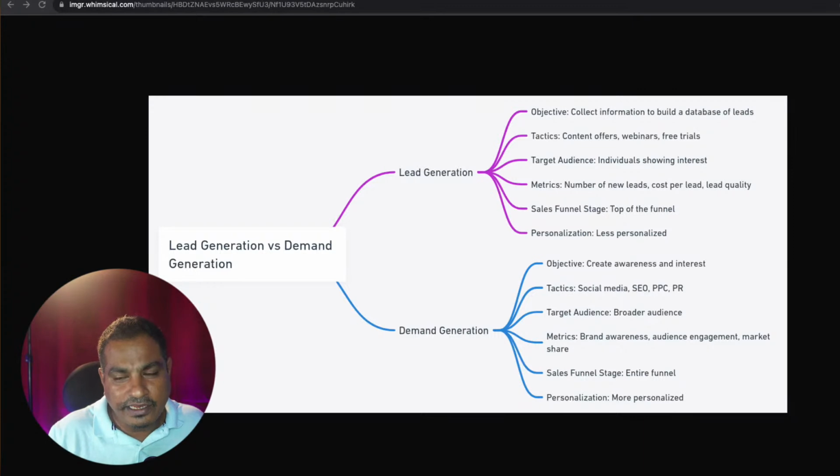A segment has people who share a common demographic, people who share a common, let's say, a job profile or an industry. They're all part of the same industry. That way, there is a scope for you to go ahead and offer a little more personalization compared to a lead generation activity, right?